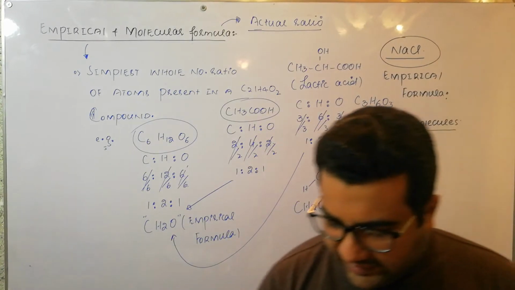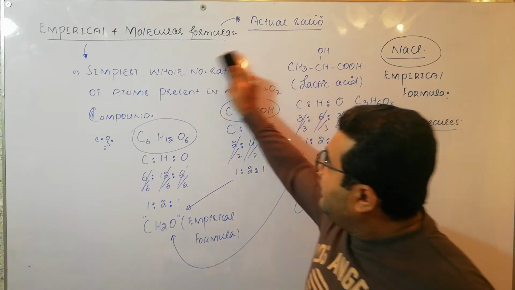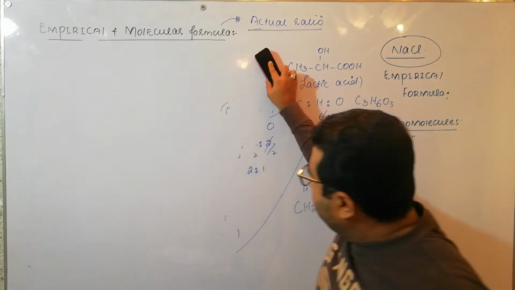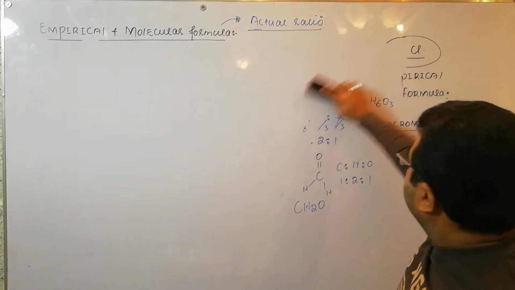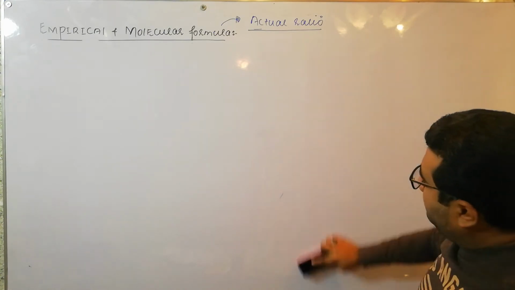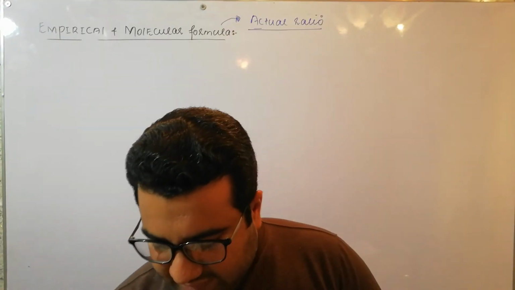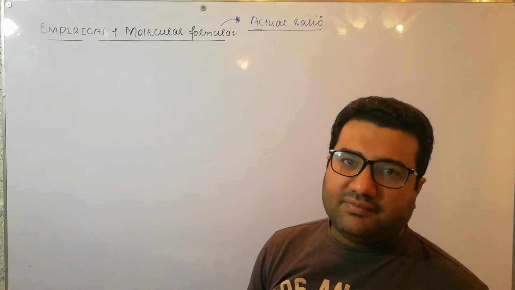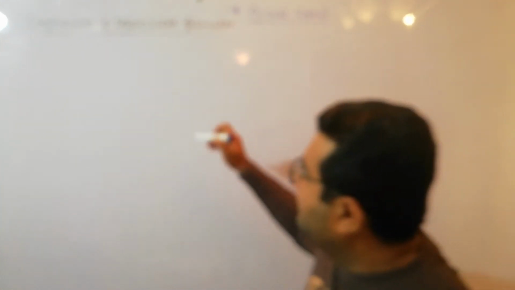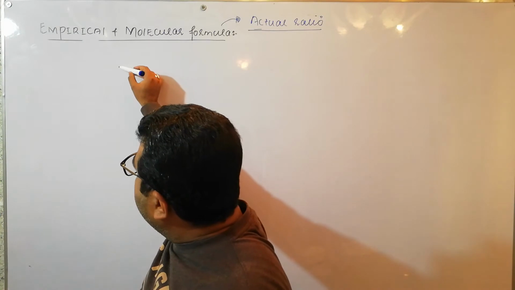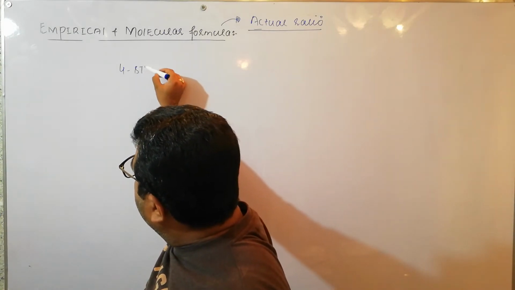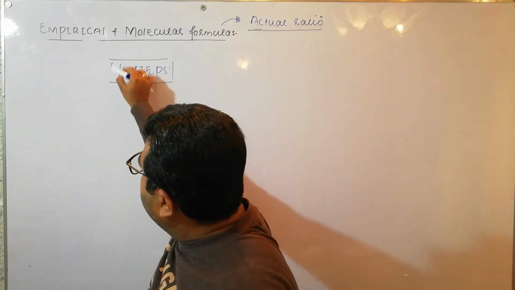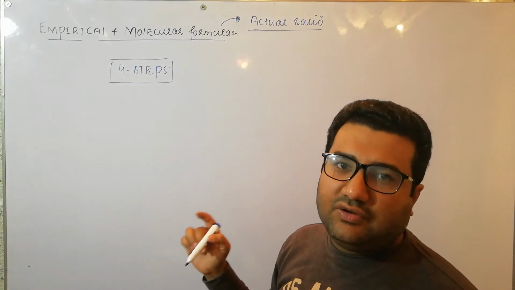Now the most important thing is that how we can calculate these empirical and molecular formula. Let us first see that how many steps are involved in the calculation of the empirical formula. Then we will take an example and we will calculate the empirical and molecular formula. In calculation of empirical formula, there are total 4 steps. So first of all, keep in mind that how many steps are there in the calculation of empirical formula.